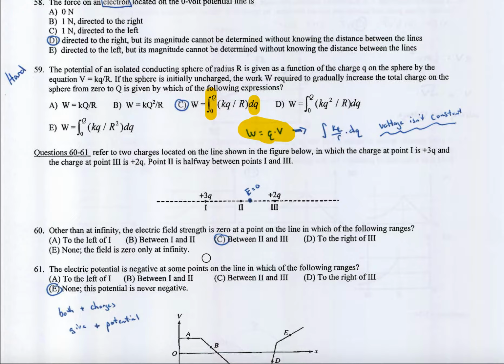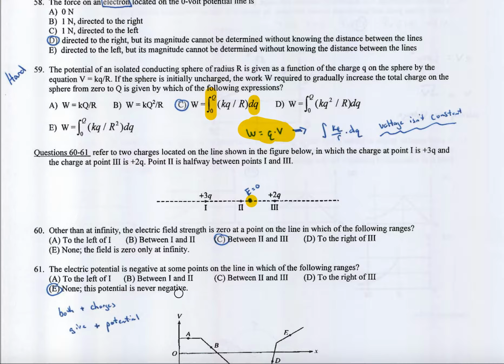Other than infinity, electric field is 0 at the point. Okay, somewhere over here, right? You're going to have to be closer to the +2 to make its electric field equal to the stronger charge. So you got to be further from the stronger charge, closer to the smaller charge. And in there, the field is going to be pushing to the right and then also pushing to the left, which will cancel.